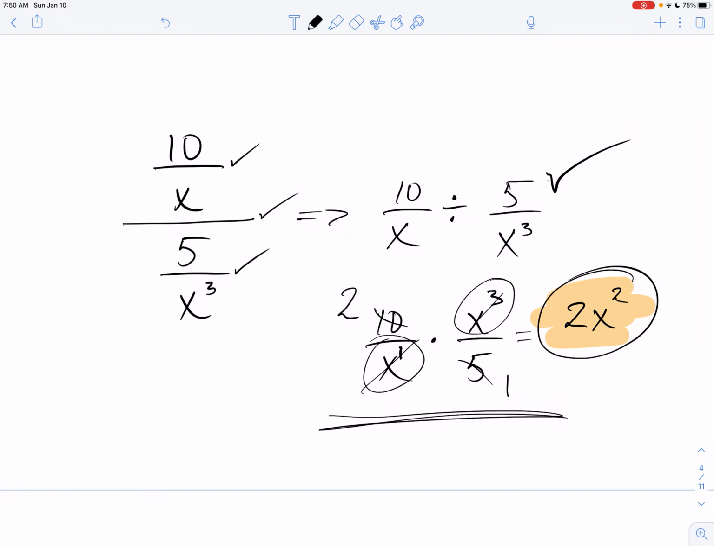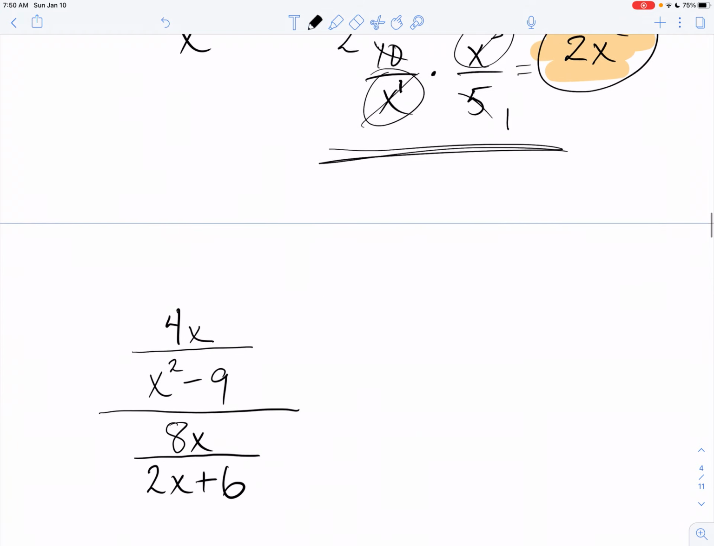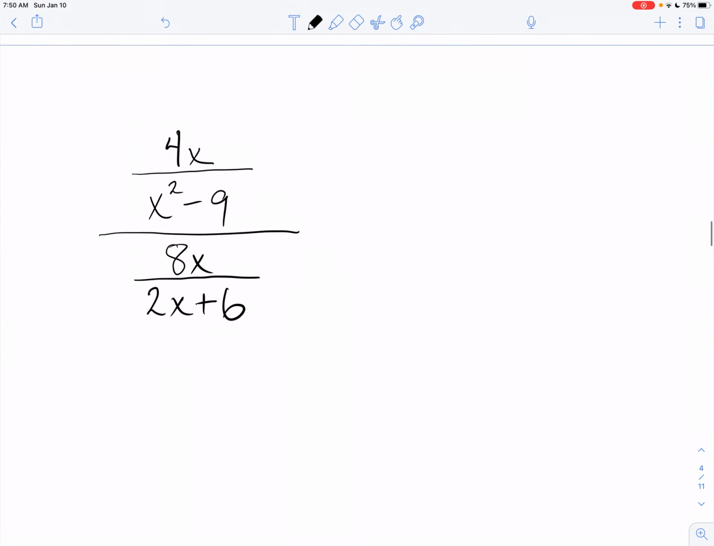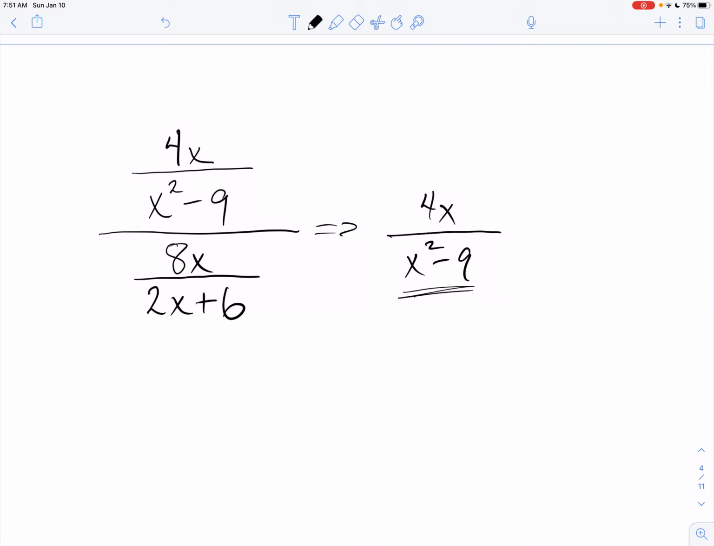Let's play again. Let's look at another one. But all of these first ones are all going to be type 1 problems. I see 3 fraction bars. That makes it type 1. And as soon as I see 3 fraction bars, I would rewrite it. And I'd say, okay, this is 4x over x squared minus 9, which I'm hoping you recognize that thing. That guy is the difference of squares. But I'm going to say divided by 8x over 2x plus 6.